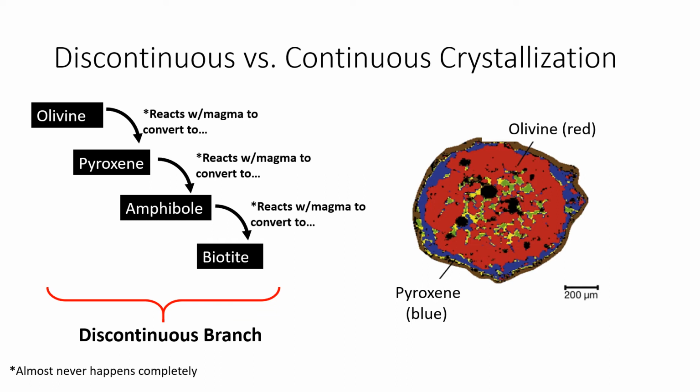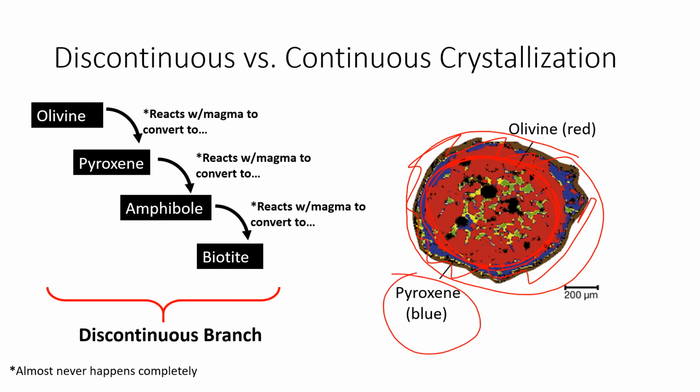How do we know this? Well, Bowen himself noticed that when, for example, he fished olivine crystals out of the magma, he noticed that in many cases there was a central core of olivine. That's the reddish crystals here. And then this central core of olivine was actually surrounded by a rind, if you will, of pyroxene. Those are the bluish crystals in this false color diagram.